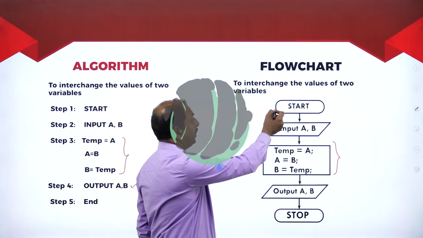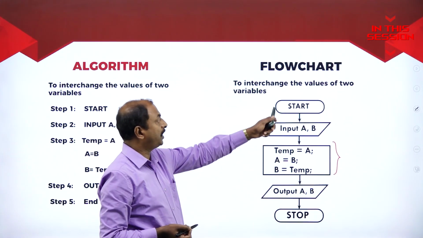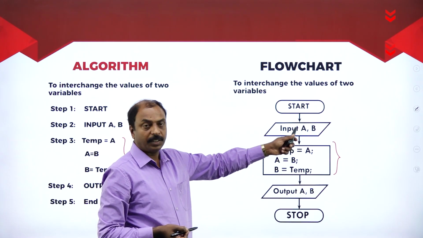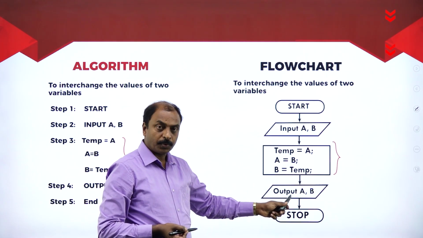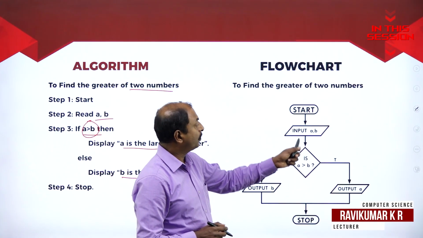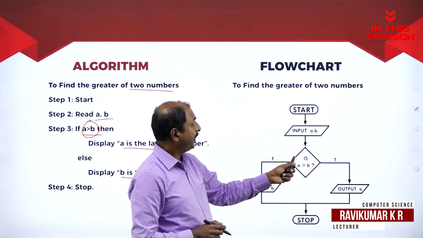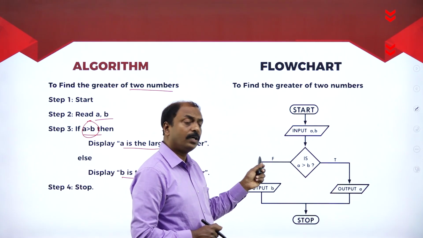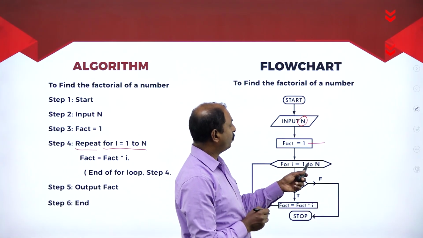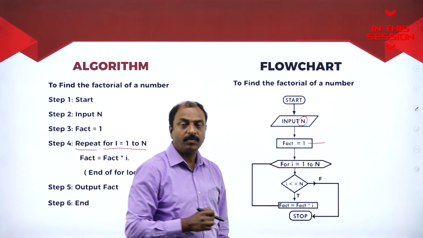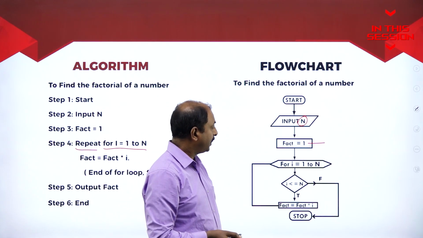This is the beginning and end. So here, the oval shape is used to represent the beginning and end of a flowchart. In this, input as well as output, and it is processing. So accordingly, this rhombus takes only one input and it goes in two directions, one for true and one for false. For I equal to 1 to n, means from 1 up to the given number n, we have to keep multiplying the number.